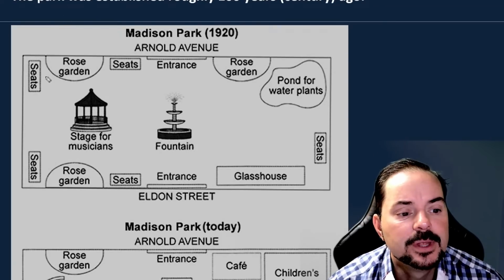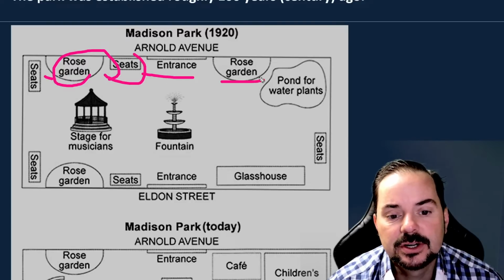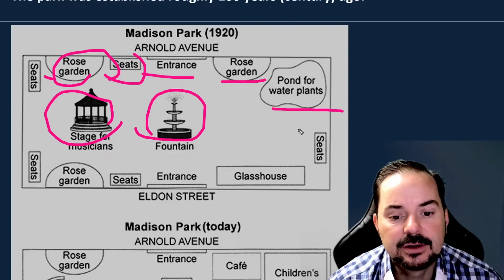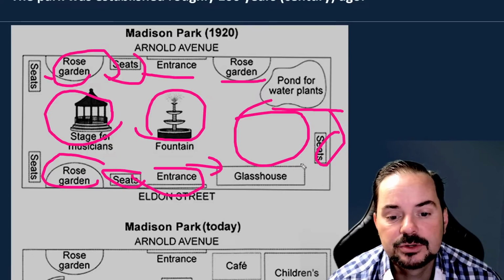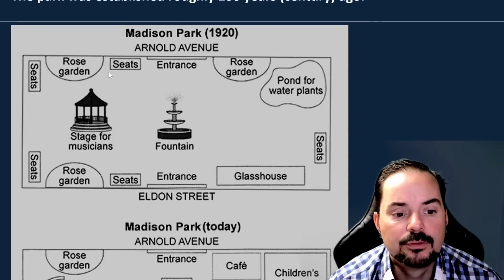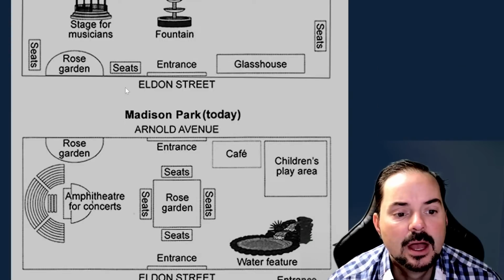So again, left to right, you notice there's some seats, there's a rose garden, some more seats, there's an entrance there, another rose garden, some pond for plants, there's a stage for musicians, a fountain, an open space, more seats, there's another rose garden, seats, there's an entrance there, there's a greenhouse, and you're just kind of quickly skimming with your eyes over top of this. Now you see that here you have Arnold Avenue, of course, hopefully nobody missed that. I did. And then you have Eldon Street here.